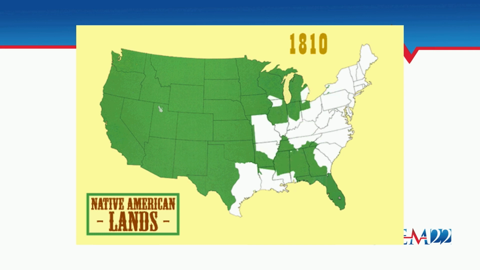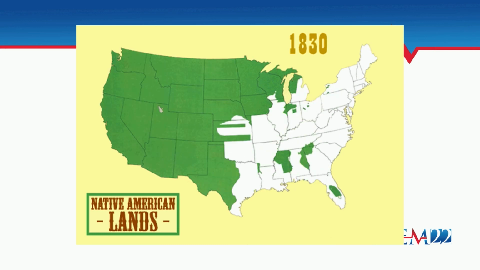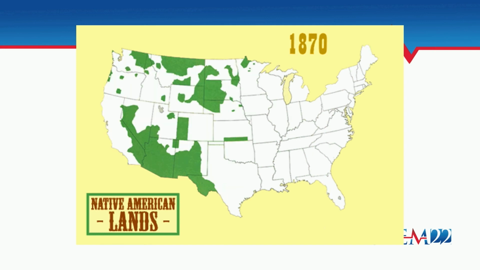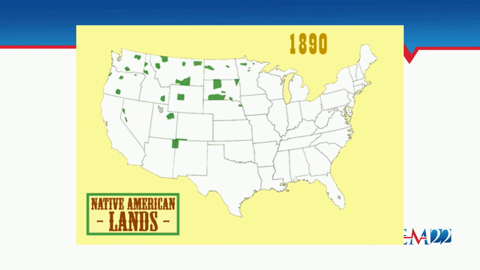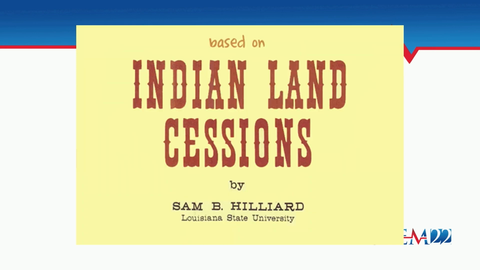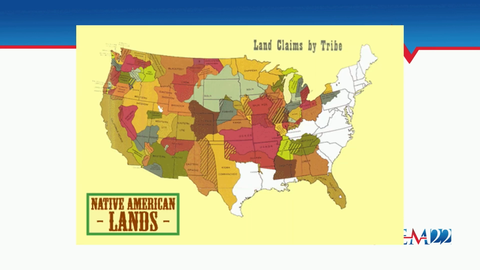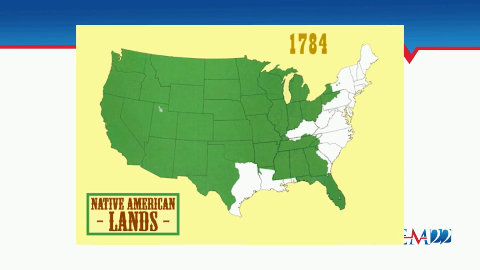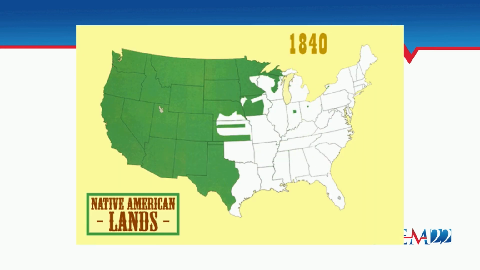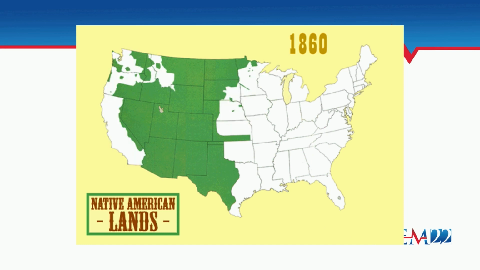This is a famous schematic map by a professor from LSU named Sam Hilliard, where he shows in time lapse all the lands that were ceded or taken from American Indians from, I think, the 17th century to now. So removal of American Indians from ancestral lands definitely contributes greatly to intergenerational trauma.